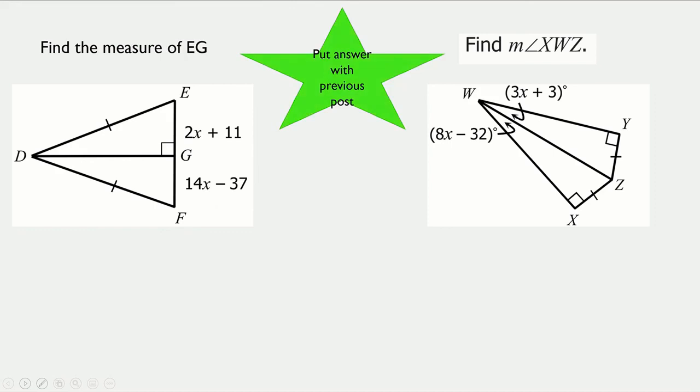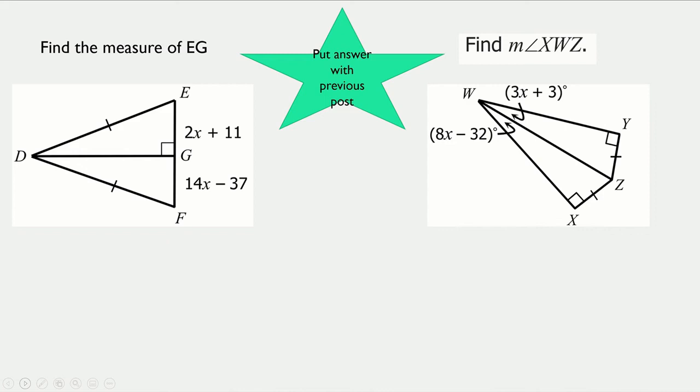Alright, so I want you guys to try this one, and put your answer in the previous post that you put. So just go back and reply to your old comments and give me the answers for each one. So for the first one, give me the answer to put EG equals, and then the second one, put measure of angle XWZ equals. All right, and then resume the video so you can check whether you got the answers right or wrong. So go ahead and pause the video now.